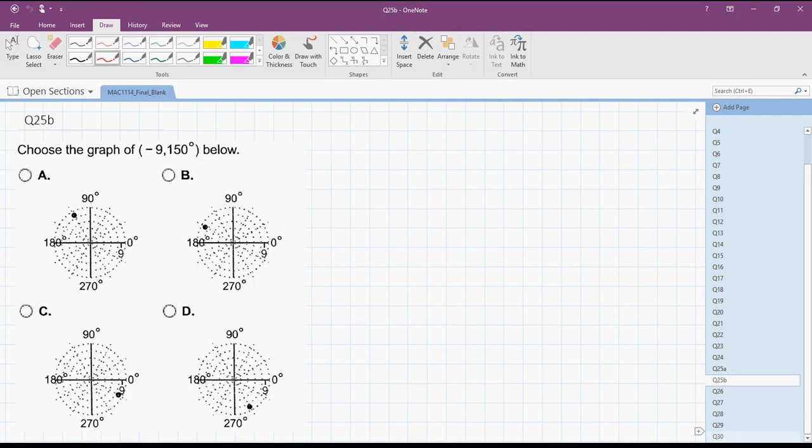So now they want to know which is the picture of the graph. So A is not correct. B is not correct. All right, because it's negative 9, remember that's an inverse. So this guy right here is when your vector is a positive 9, because that's 150 degrees. But remember, it's a negative 9, so it has to be C, because that's where you see this vector right here of a negative 9.